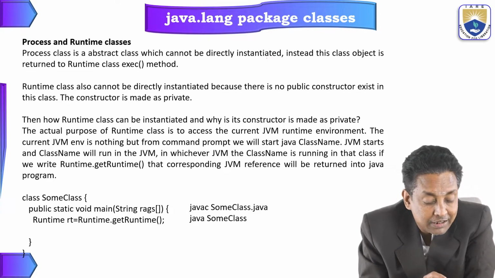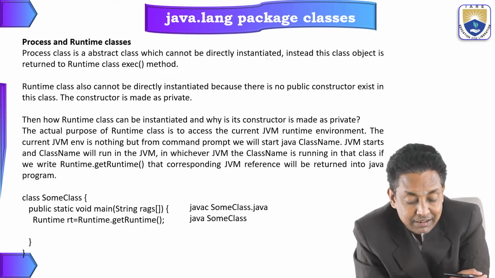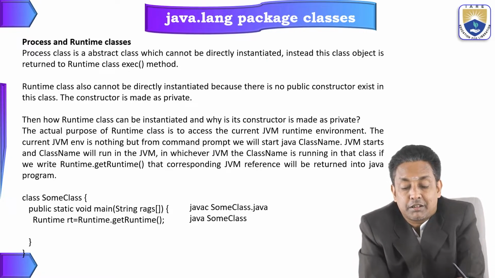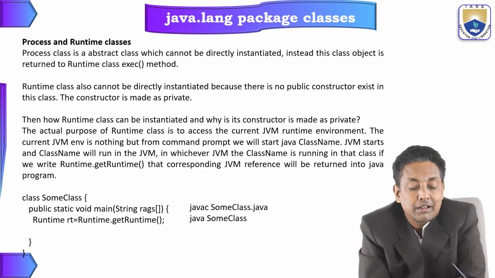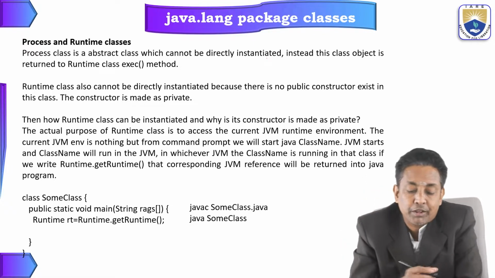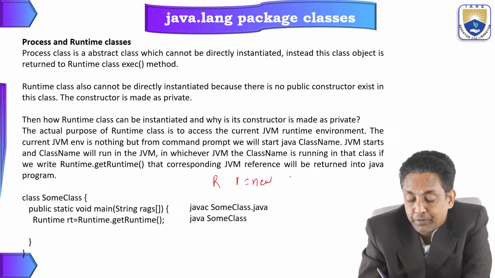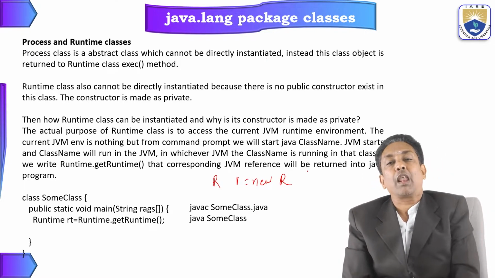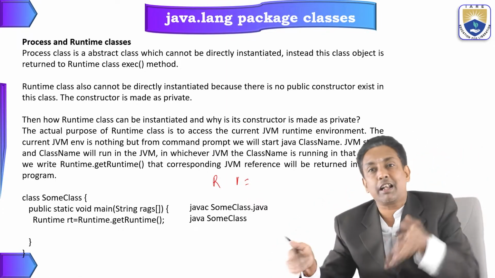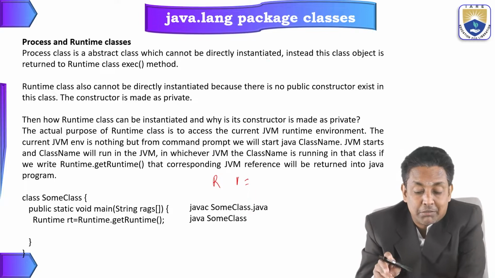And another class is given, named Runtime. The Runtime class also cannot be directly instantiated because there is no public constructor in the class. The constructors are made private. Then how can the Runtime class be instantiated, and why are its constructors made private? The actual purpose of the Runtime class is to access your current JVM. If you directly write Runtime rt = new Runtime, a new Runtime object would be created. But the purpose of the Runtime class is to access our current JVM, not to create a new Runtime object. So then how to create the Runtime class object?